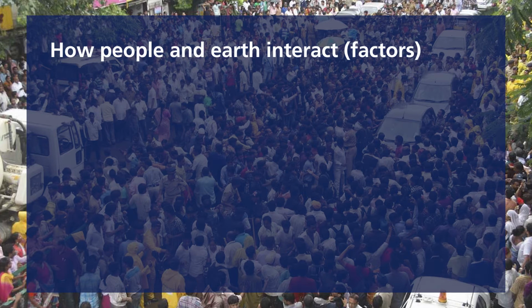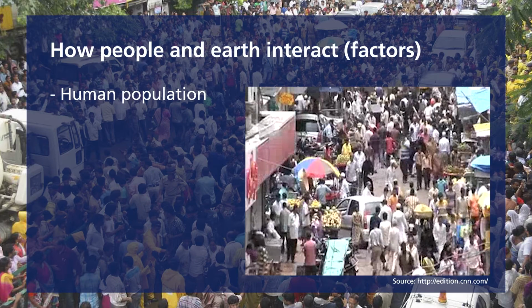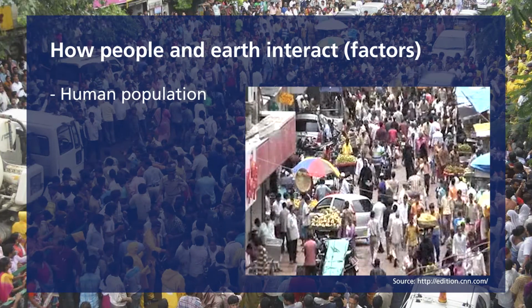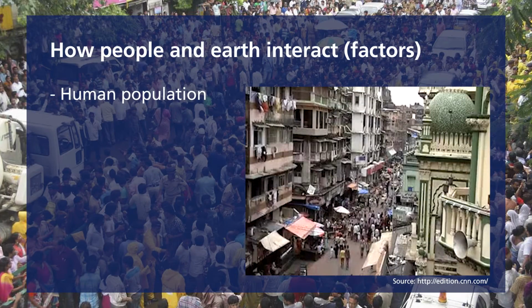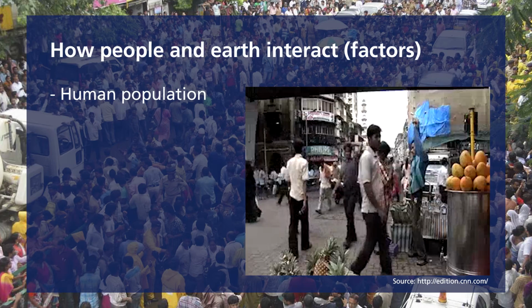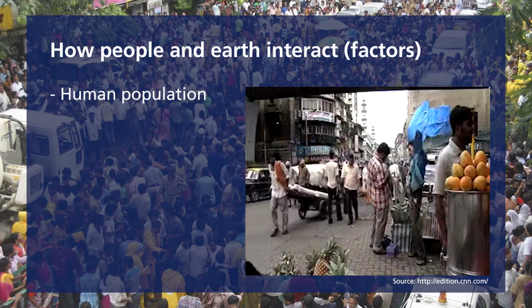Some important factors to consider, of course, is the growth in human population. And on the right, you see a city in India, which represents the fact that at this time, more than half the inhabitants of the Earth live in cities, and this proportion is increasing.